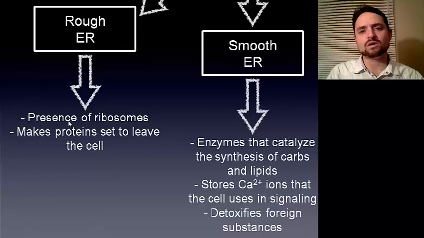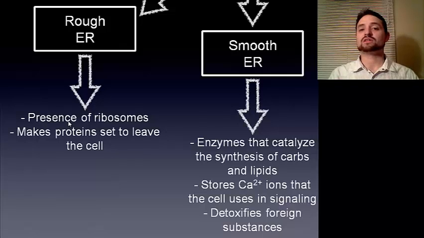As opposed to the smooth ER, it has enzymes in it that catalyze the synthesis of carbs and lipids. It also stores calcium ions that the cell uses in signaling, and those calcium ions are actually extremely important. But if they were just floating around inside the cell, it would cause different reactions to take place that you don't want to have happen. So the smooth ER in this case acts kind of like a storage compartment for these calcium ions, and then when they're needed, they will be signaled to be released.